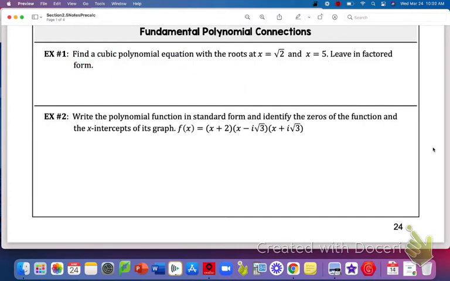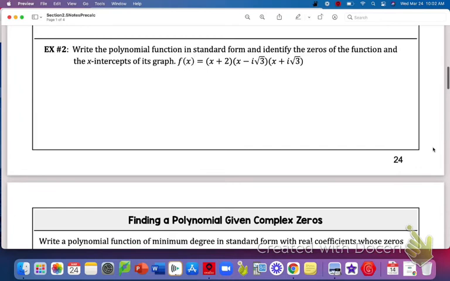Okay, so let's go ahead and do that in example 2. Write the polynomial function in standard form and identify the zeros of the function and the x-intercepts of its graph. So we have the function f of x is equal to x plus 2. So there's one of my zeros. And then I must have 2 imaginary zeros at plus or minus i root 3.